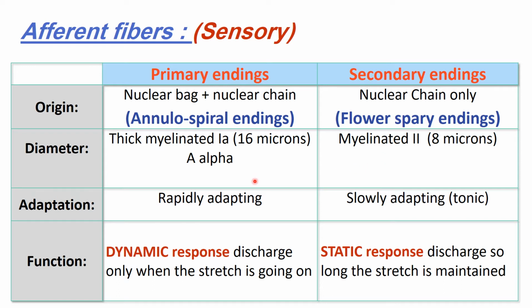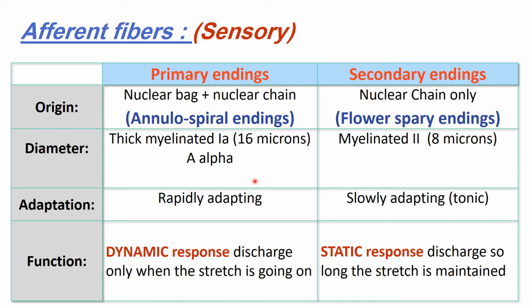This type is rapidly adapting. What do we mean by adaptation, as we mentioned before in the sensory part of the CNS? Adaptation means the discharge from the receptor decreases or even disappears despite the continuation or the maintenance of the stimulus.